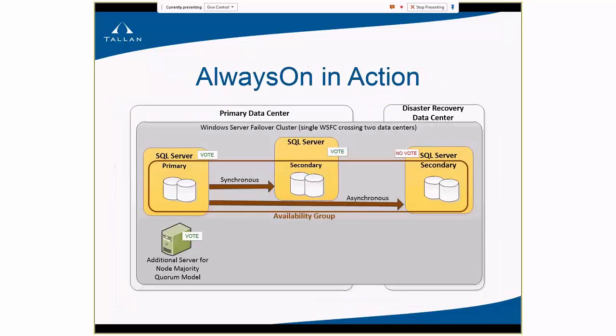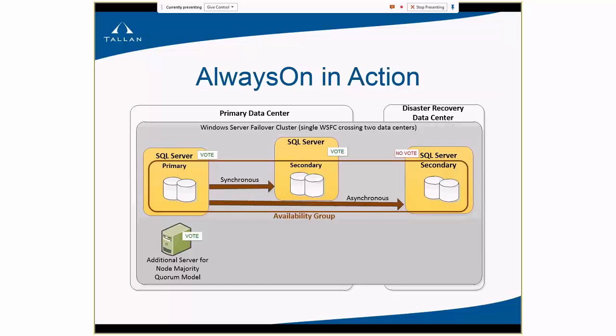So for my last couple of slides here, I want to show you how people are using AlwaysOn, specifically availability groups. What are some of the configurations and how do all these pieces fit together? Okay, so here, as you can see, we have a primary data center and a secondary data center. And notice the vote assignment, right? The secondary data center doesn't have a vote in the quorum in the Windows Server failover cluster. And the reason for this is if there's some kind of outage in your DR site, you don't want it to affect what's going on in your primary data center.